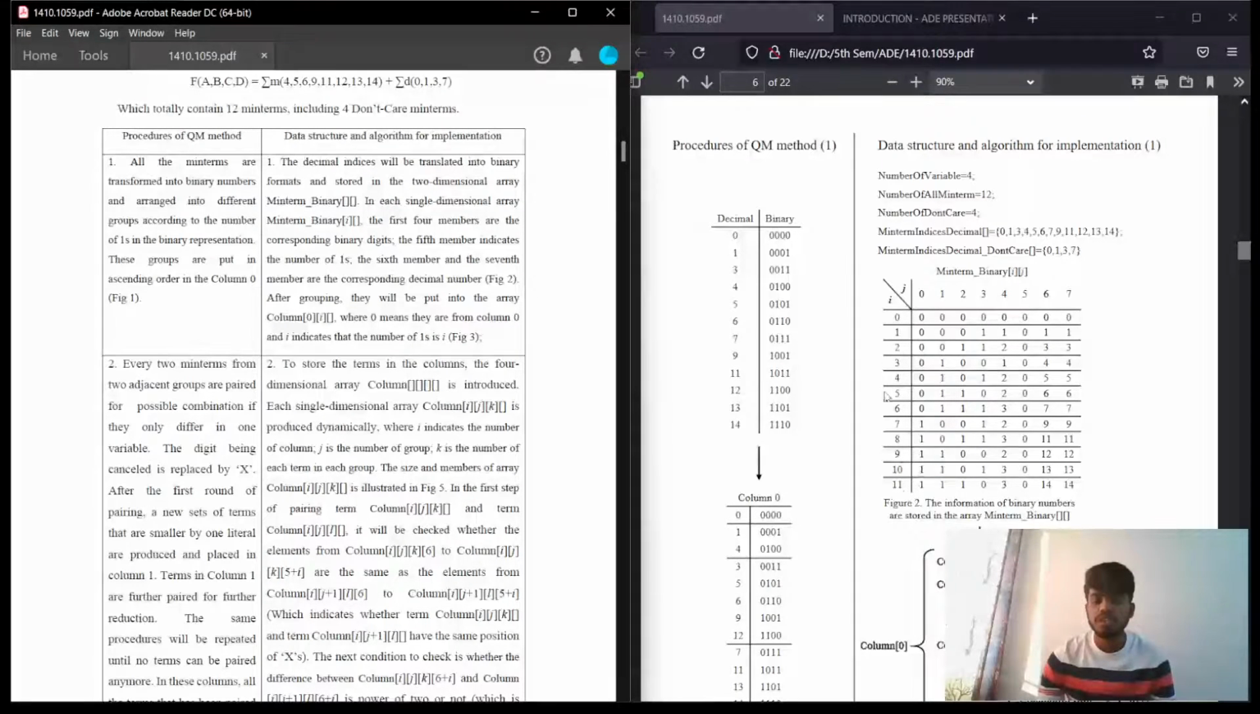So from 0 to 11 is nothing but 12. The min term indices are 0, 1, 3, 4, 5, 6, 7, 8, 9, 10, 11. So the 0th min term is 0. So how do we represent 0? Let's come over here. The first four numbers are the corresponding binary digits. For 0, the corresponding binary digits are 0 0 0 0, and the fifth member indicates the number of ones.